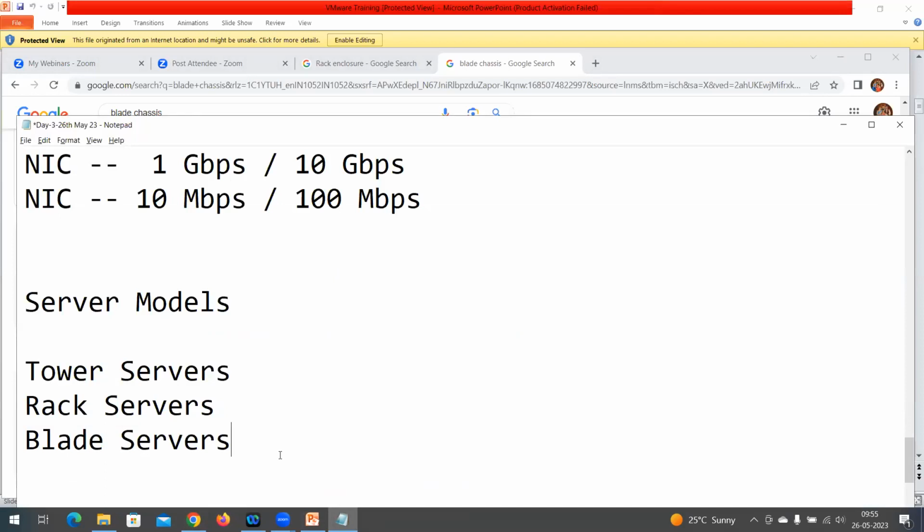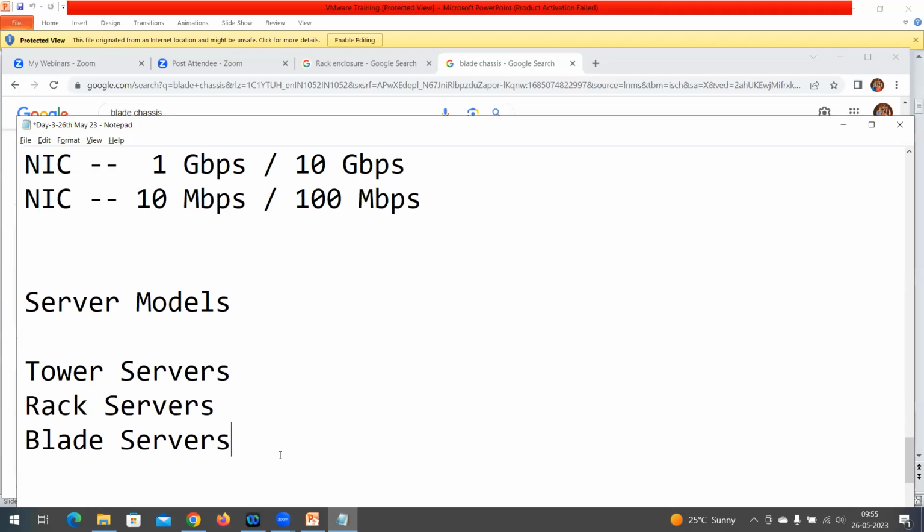Today we discussed the 5 major components: motherboard, processor, memory, storage, and network. Once all these 5 components were done, we discussed server models. A server is nothing but something that is going to have these 5 major components, according to specifications.